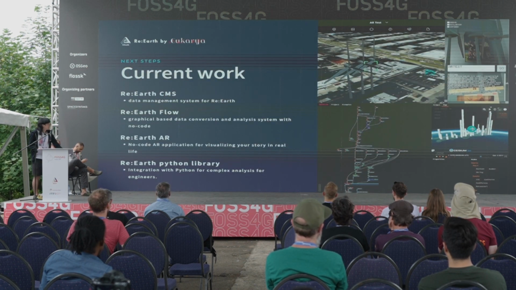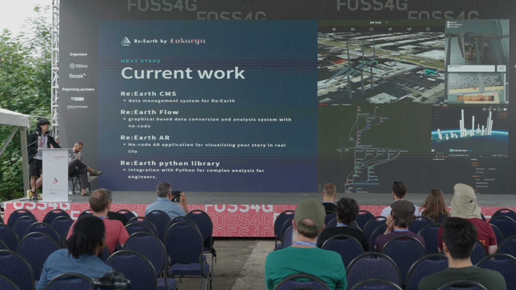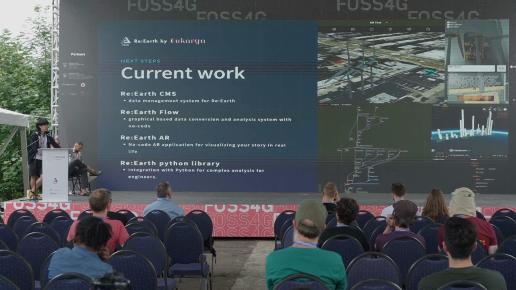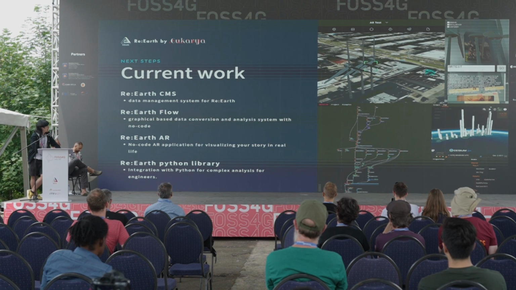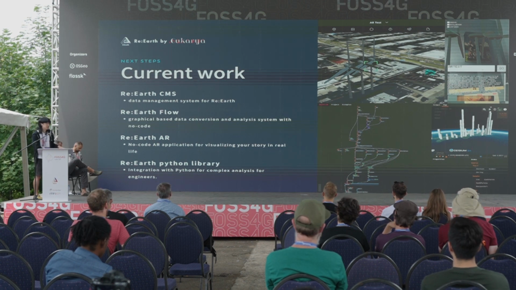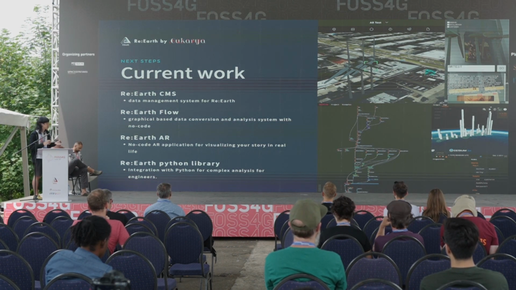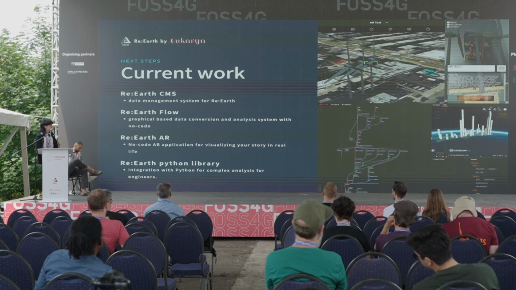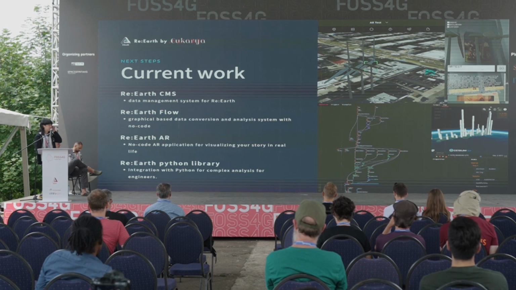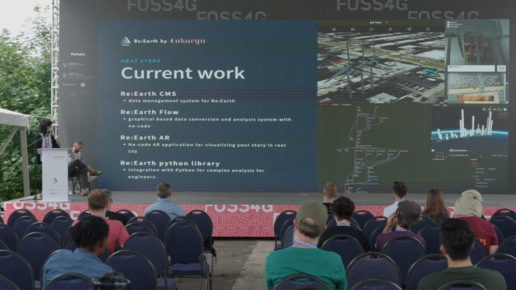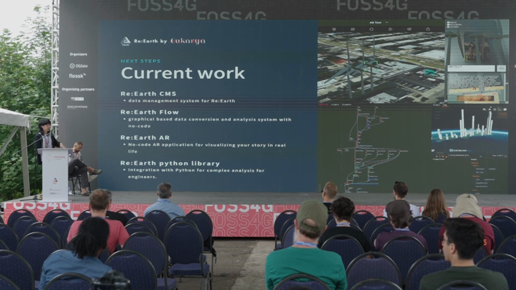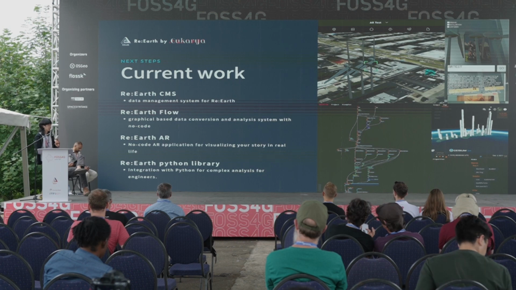The current work on RIOS is that we are developing the CMS that allows you to store complex datasets like GIS data. And we also have RIOS Flow. RIOS Flow is a data conversion and analysis system. It's a GUI system. You can convert a dataset from, for example, a complex one like CityGML to 3D tiles or something. Also, we are developing the AI system. You can put your URL in the application and see your project in real life. And then we have a Python library, and that allows you, if you're an engineer or an analyst, to use, for example, Jupyter Notebook to analyze your dataset.